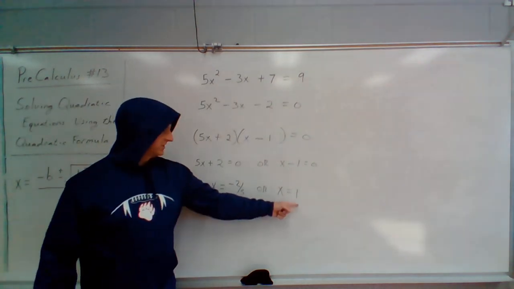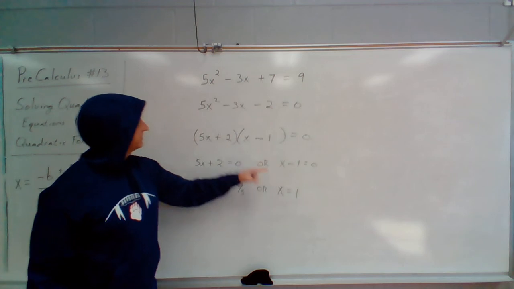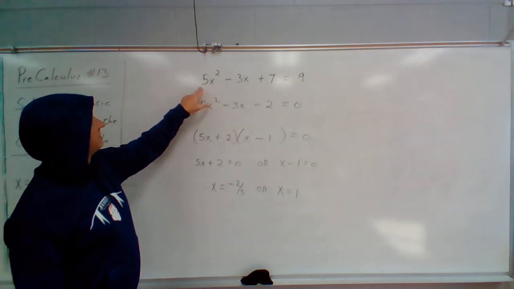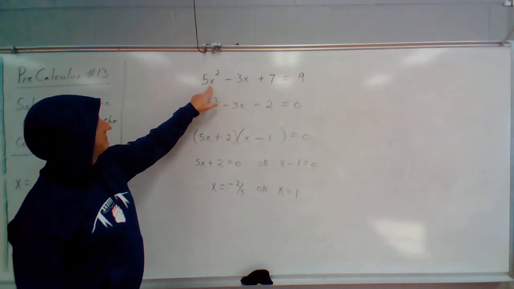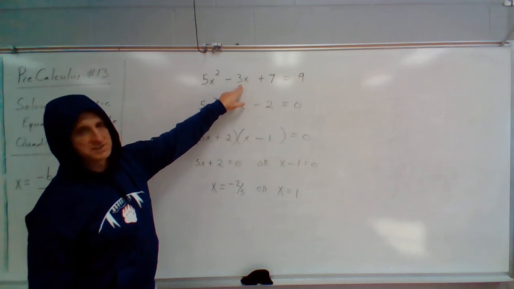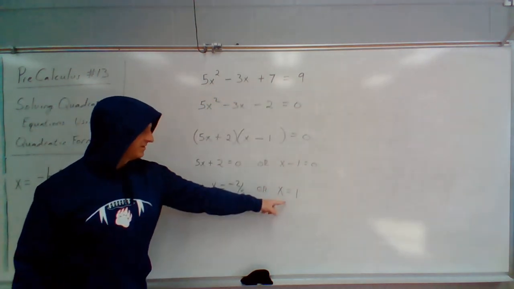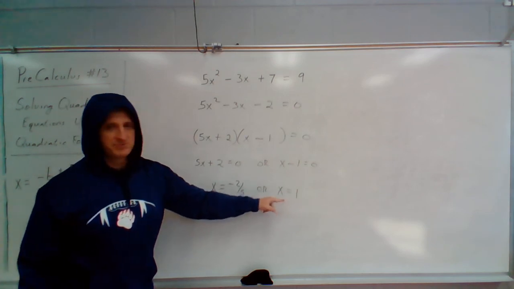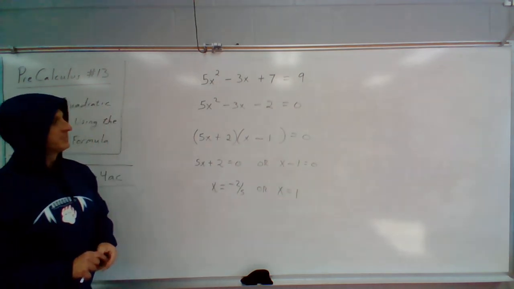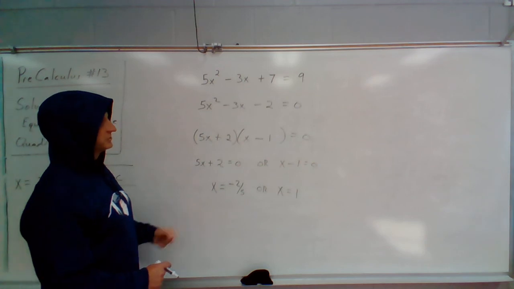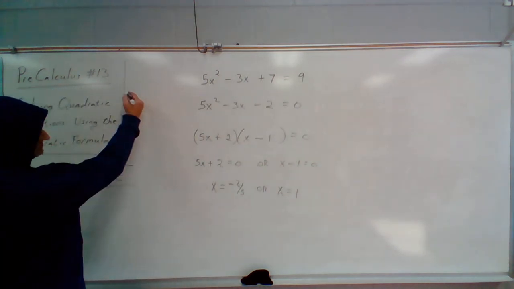Just to check, we'll check this easy one, see if that really is a solution. If I put 1 into the equation, 5 times 1 squared, that's 5, minus 3, that's 2. 2 plus 7 really is 9. So we know we got at least that answer right. And if we got that one right, we probably got that one right. All right, so we know the solutions. I'm going to write those down up here.